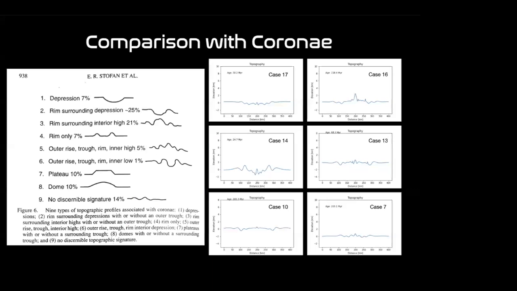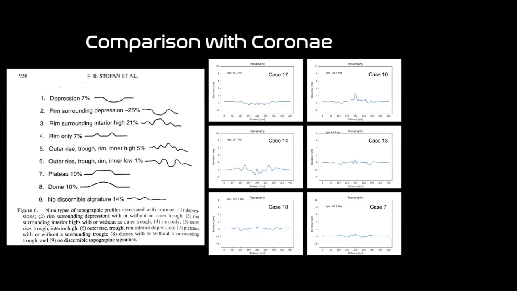So there's a bunch of different varieties of Coronae. Like I said, it's a morphological term. There's a lot of different varieties with very different topographies. But when you look at all the different over-thickening cases that we ran in the model, some of these start to look really similar to the Coronae that have been identified in the literature.